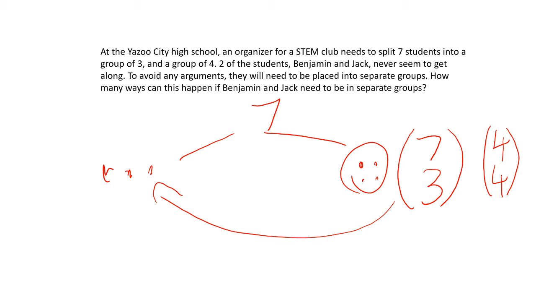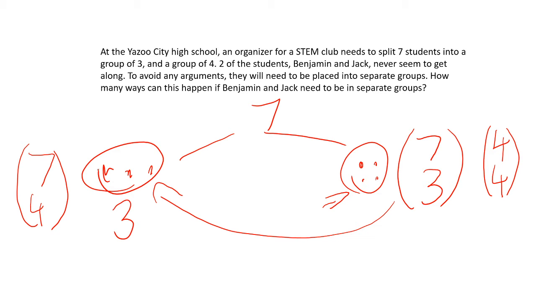Now, what if we picked the group of 4 first? Well, if we pick the group of 4 first, we have 7. We choose 4 people to be in the group of 4. 7 minus 4 is 3. We have 3 people left. The group of 3 is empty, so we choose all 3 of them to be in the group of 3. 3 choose 3 is 1. So in this case, it's 7 choose 4.